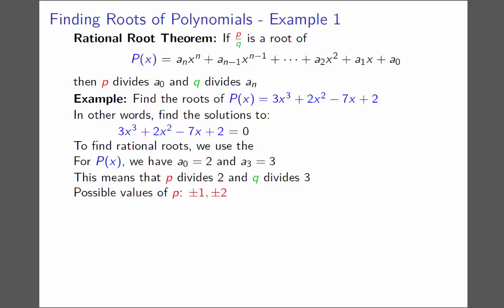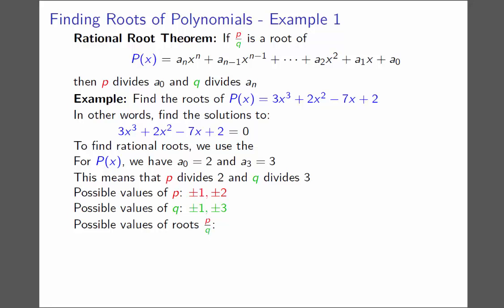So the possible values of p are all the numbers that divide 2, plus or minus 1 and plus or minus 2, while the possible values of q are all the numbers that divide 3, plus or minus 1 and plus or minus 3. So the possible values of the roots p over q are all the possible combinations of p from our first list over q from our second list.